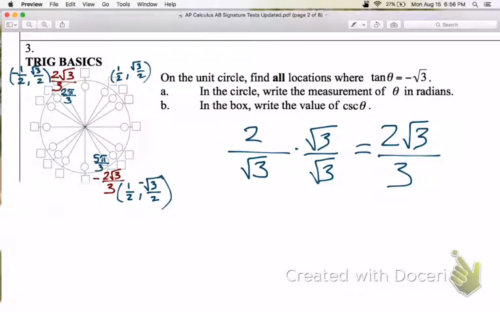So I believe we've successfully answered all the questions they asked of us, and that's all we have to do. So label the radians in the correct circle, and label the boxes for what value they're asking for here.